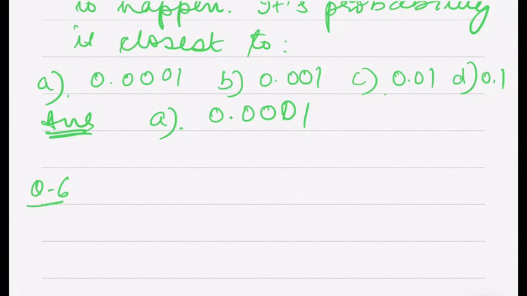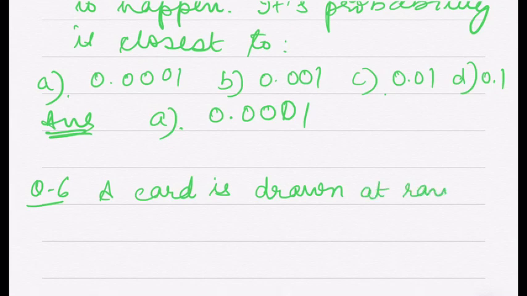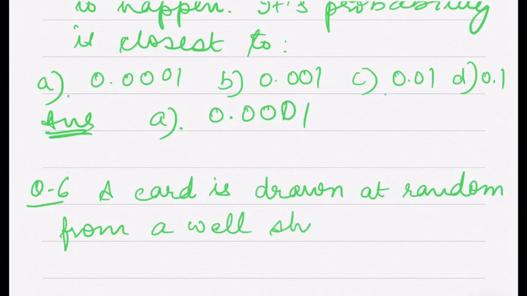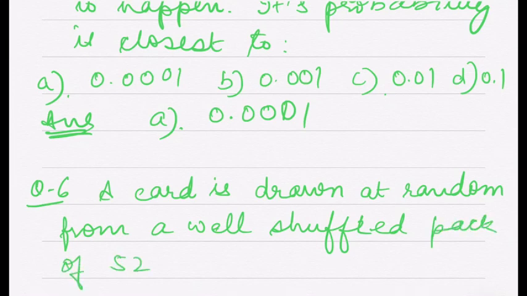A card is drawn at random from a well shuffled deck, or we can say pack of 52 cards. Usually this is a normal deck.